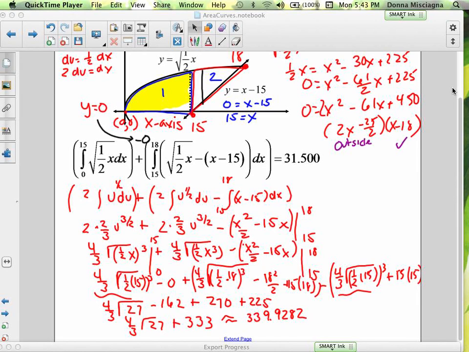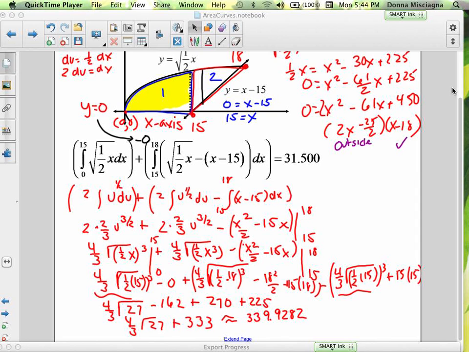So then I come over to this one. All right, so the 4/3 times the square root of 1/2 x cubed, I plug in the 18. Right? And the 1/2 is cubed as well. So we have minus then 18 divided by 2 squared. At this point, I distributed the negative sign, so it's going to be a minus and a plus, right? Excuse me. And then we're going to have minus, so that's going to be a plus 15 times 18.